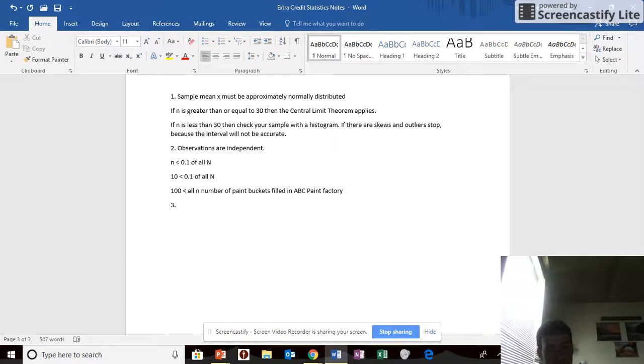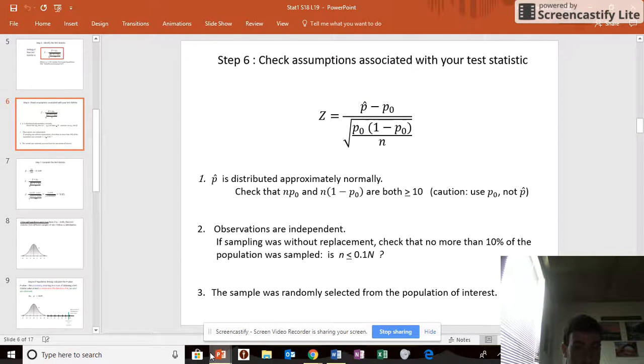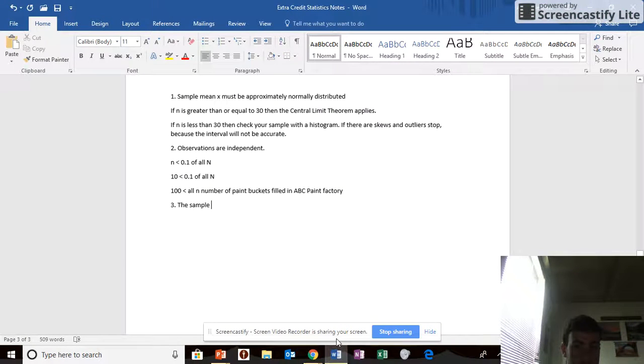So the third, you just kind of have to have faith on that one, and that is that the sample was randomly selected from a population of interest, and in this case we have no reason to believe that it's not.